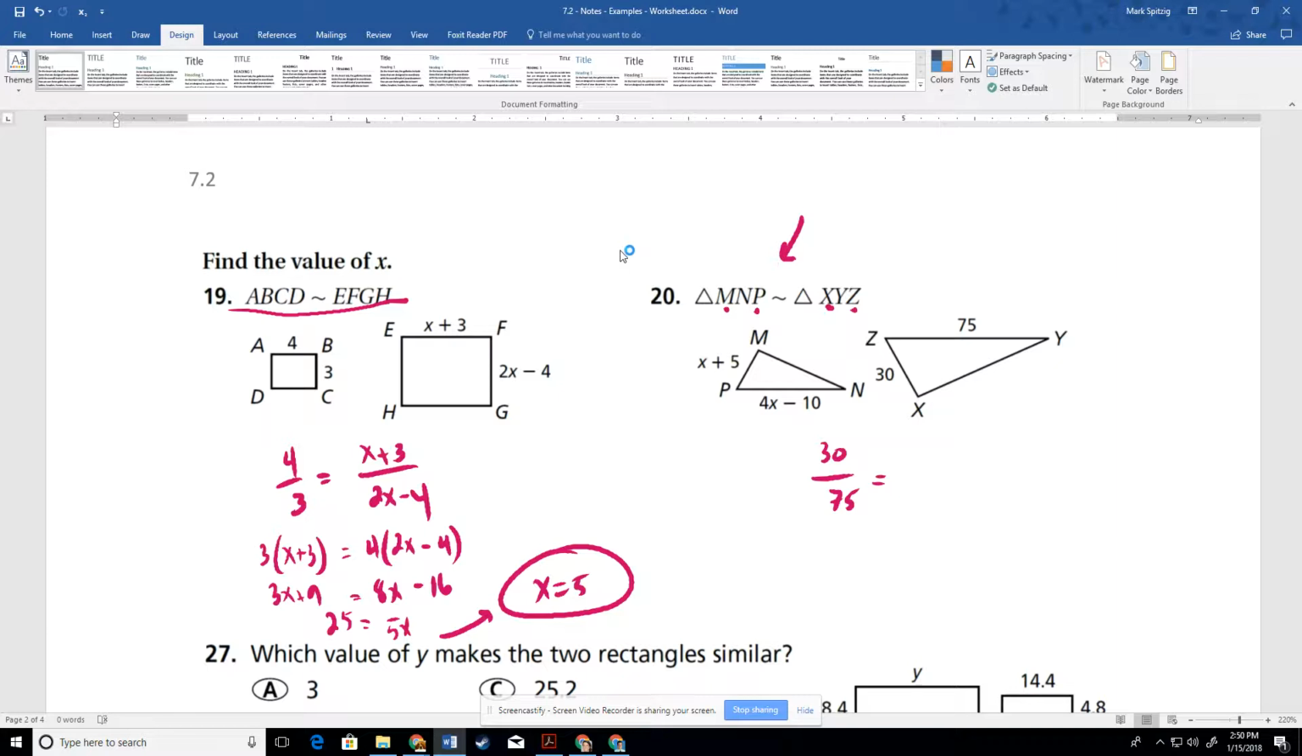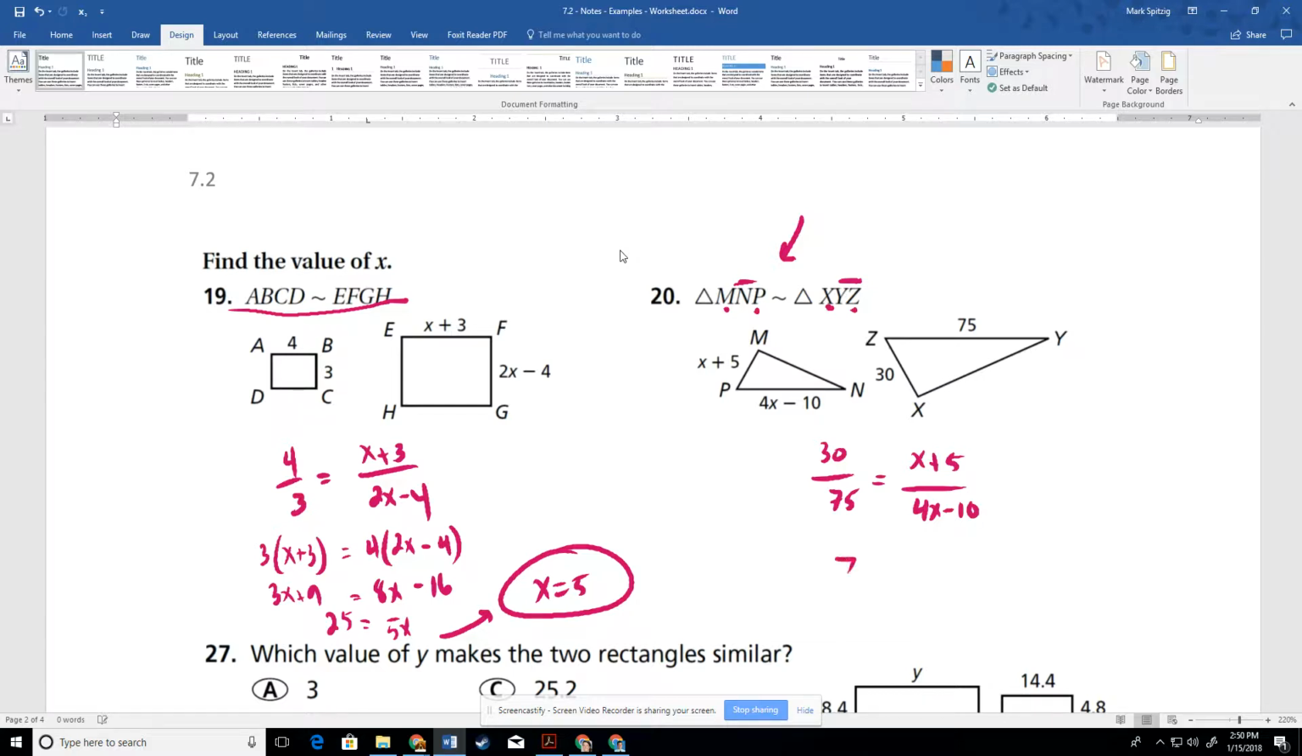And then we can reverse that and say, okay, now we're going to do over 75, which is ZY, and ZY matches up with NP. So you can see that it would have to be x plus 5 for that, and 4x minus 10 would match up there. And so, again, make sure we distribute.